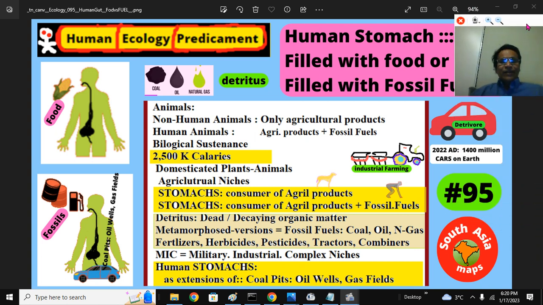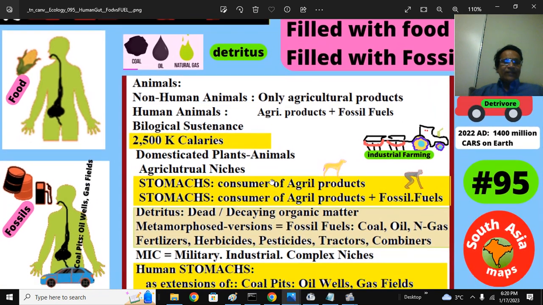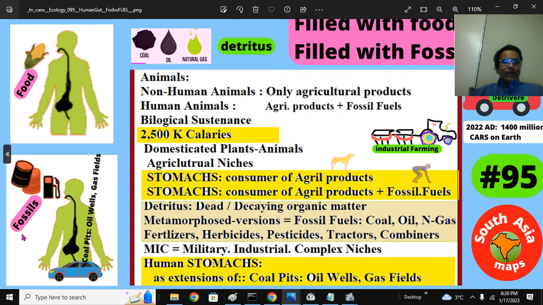That is the difference. The detritus we saw, the metamorphosed version of detritus, that is the coal pits, oil wells and gas fields, are metamorphosed versions. Humans depend on them indirectly, because the fertilizers, herbicides, pesticides, tractors, combines, all are derived from them. How are the tractors derived from the oil base? You take certain coal and iron and so on, manufacture this, convert these using the oil-based manufacturing into these machines and run them on the oil.